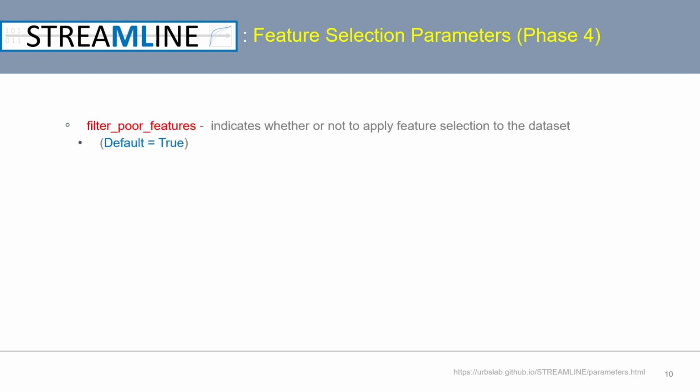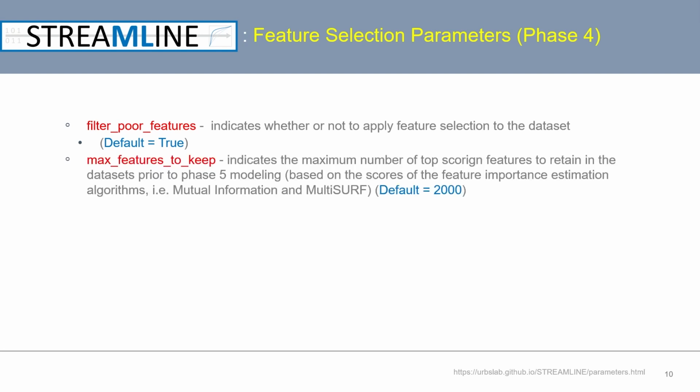Moving on to Phase 4 Feature Selection run parameters, filter poor features indicates whether or not to apply feature selection to the dataset, having a default value of true. If set to false, no features will be removed from any of the training or testing sets prior to modeling. Max features to keep indicates the maximum number of top-scoring features to retain in cross-validation datasets prior to Phase 5 modeling. Selection is based on the scores of the feature importance estimation algorithms that were run, including mutual information and multisurf. By default, this parameter is set to 2,000 features.